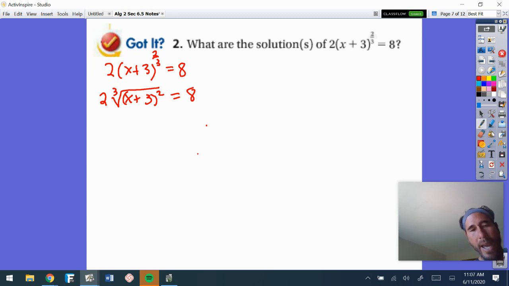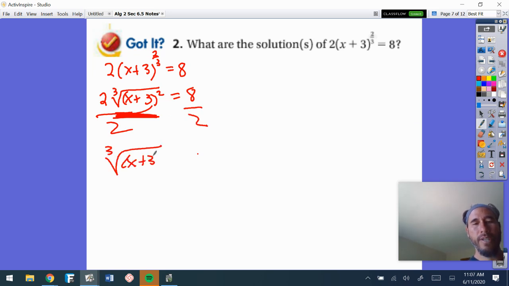Now, you've got to get your radical by itself. So I have a 2 on the outside. That's 2 times. Well, how do I get rid of that? We divide it. So we now have the cube root of x plus 3 squared equals 4.